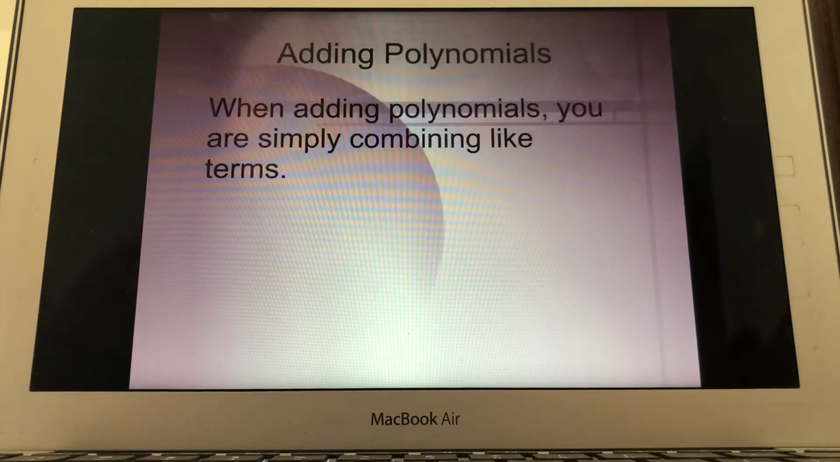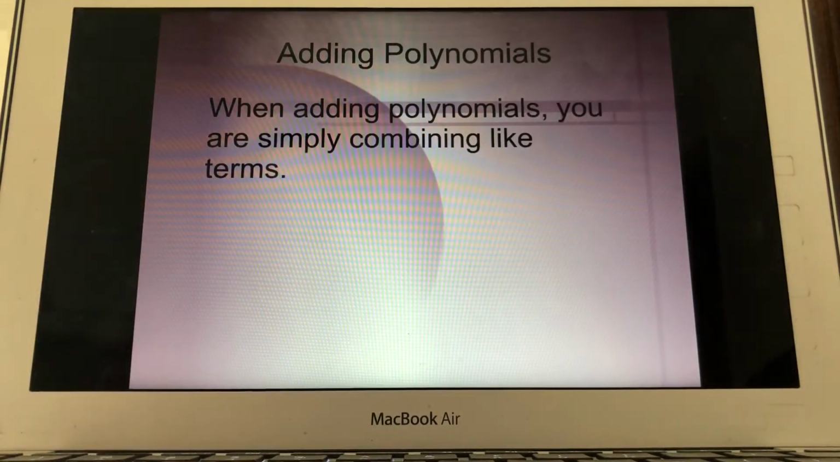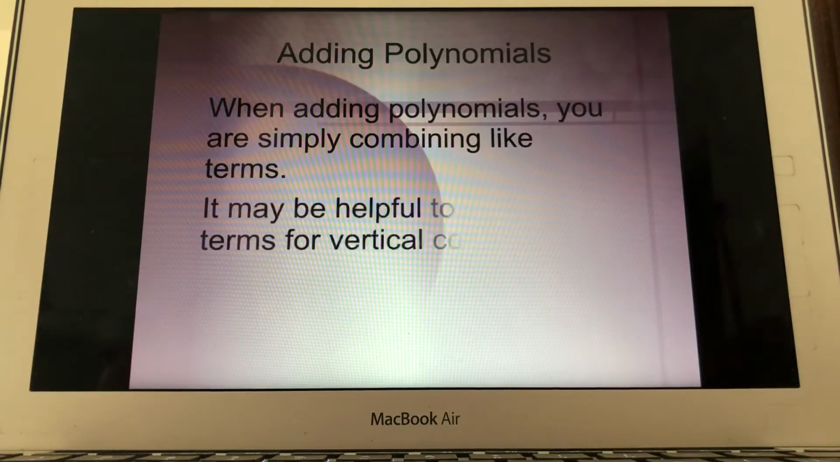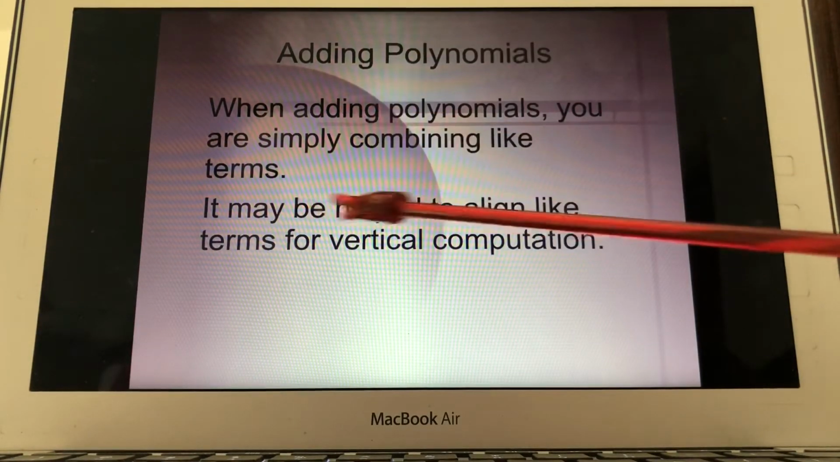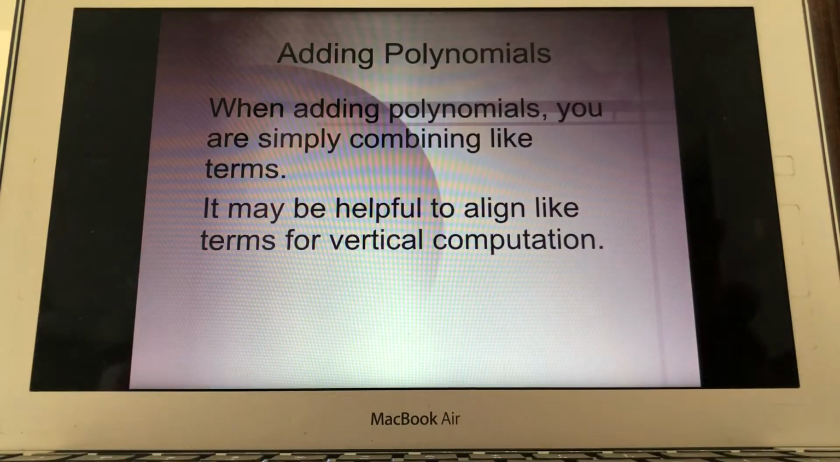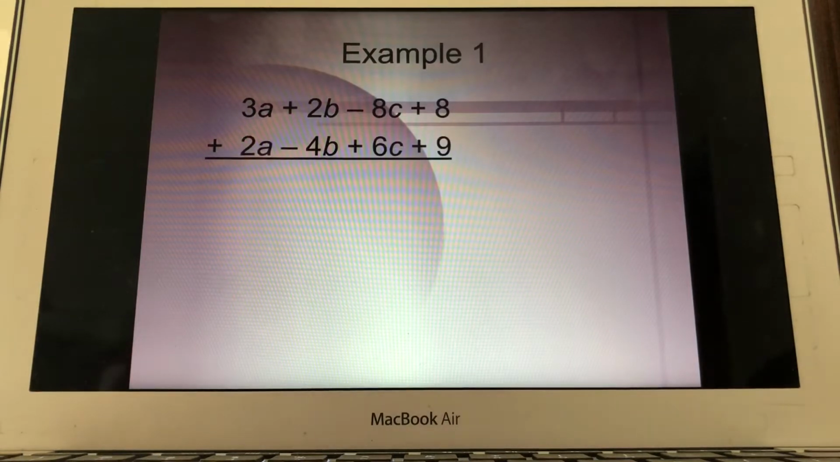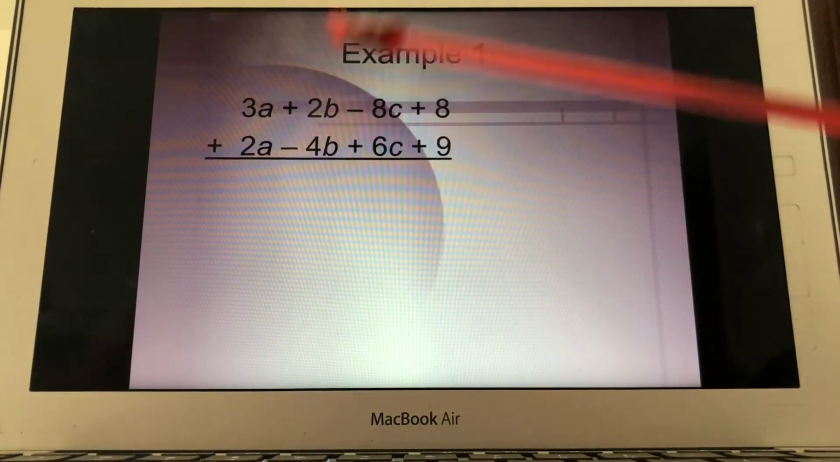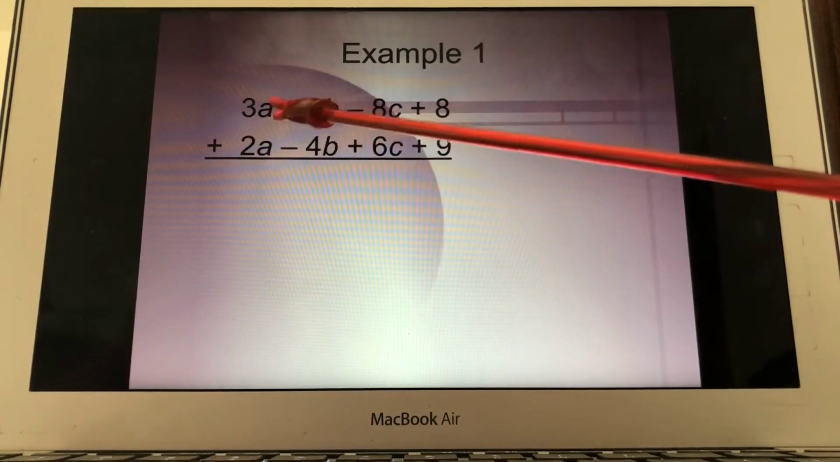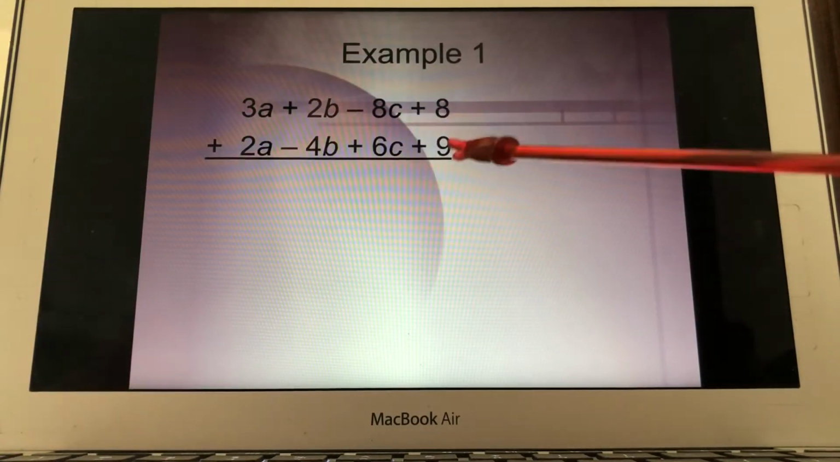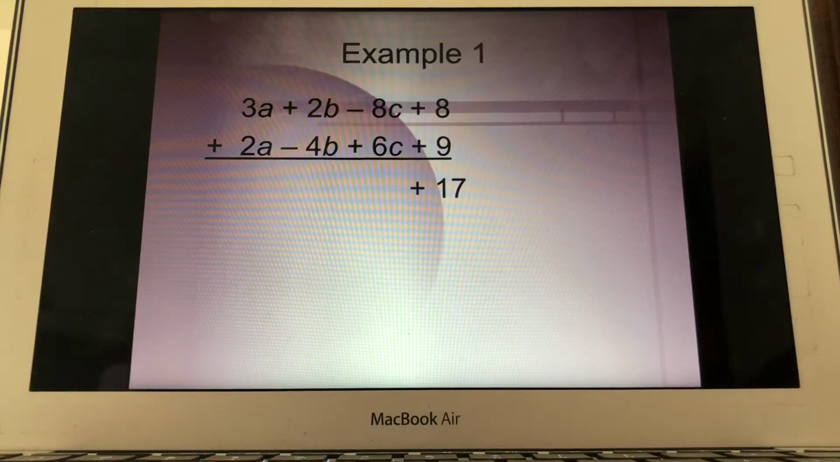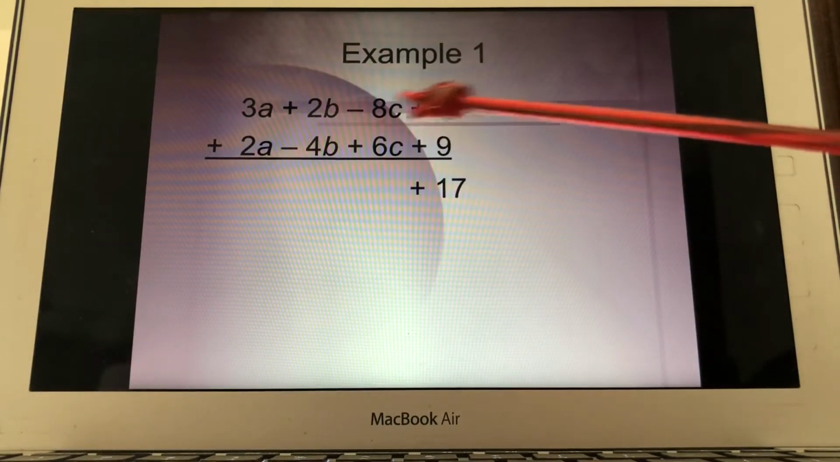Now, adding and subtracting polynomials. When you're adding polynomials, you are simply combining like terms, which we have had a lot of practice with already. It may be helpful to align like terms in vertical computation. So there are different ways of setting these problems up. You can set them up vertically or horizontally. And here we're going to do it vertically, okay? And you have your like terms lined up, a's, b's, c's, and the constants. And you can just simply add those together, starting from right to left, okay?